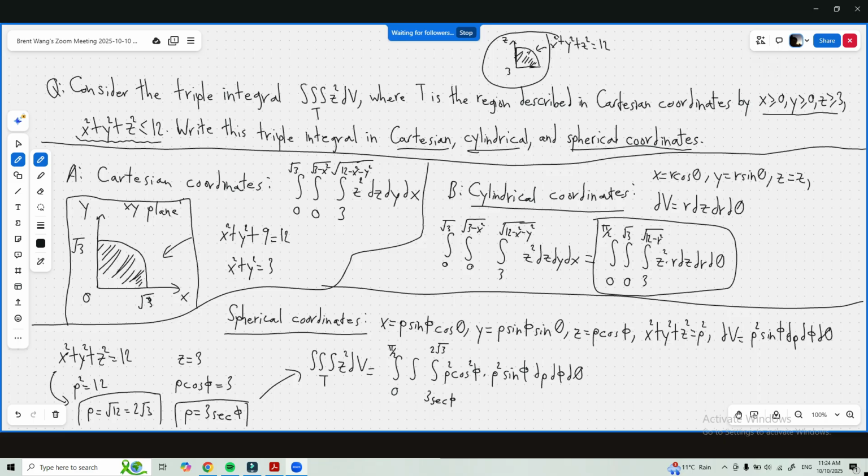So phi is the angle from the positive z-axis. So the minimum angle is basically 0. And let's look at, lastly, what this top angle is. For that, we need to look at the intersection between the sphere x squared plus y squared plus z squared equal to 12, and z equals 3. So in that case, we'd have x squared plus y squared is equal to 3.